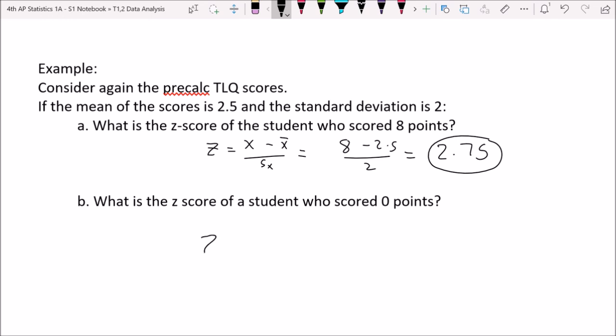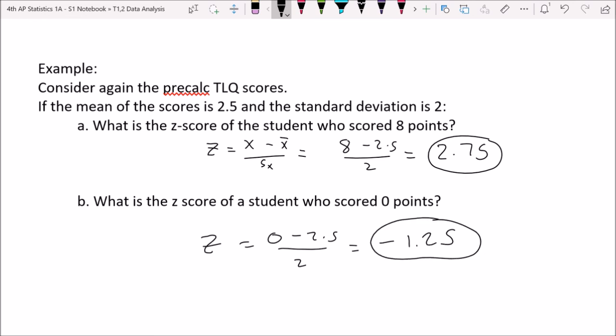What about a student who scored 0 points? What's their z-score? The z-score is, in this case, 0 minus the mean of 2.5. That's why it's going to be a negative z-score, by the way, divided by 2. 2.5 divided by 2. That z-score is negative 1.25. So they scored 1.25 standard deviations below the mean. Since these numbers are not opposite, that tells us that the distribution isn't completely symmetrical, right? It's because you can score way above the mean, because the mean was not in the middle of the distribution, it was at 2.5, but you can only score so far below it in this case.